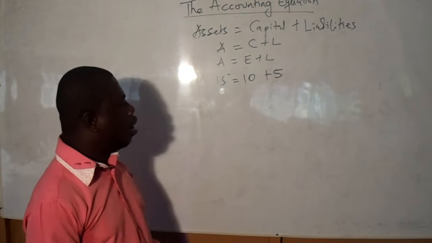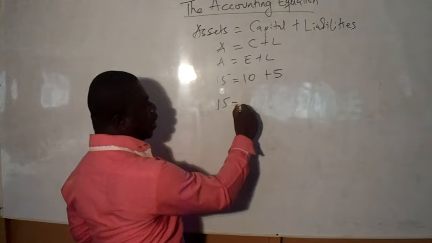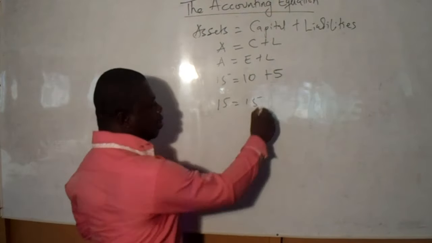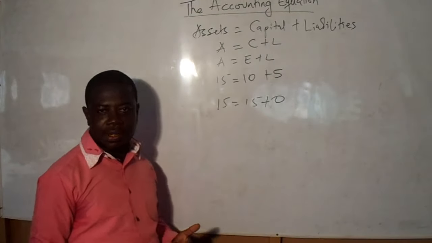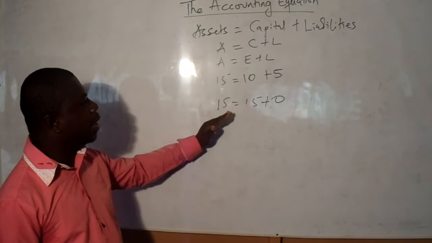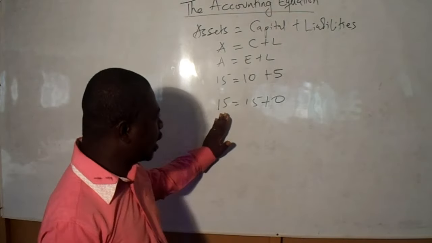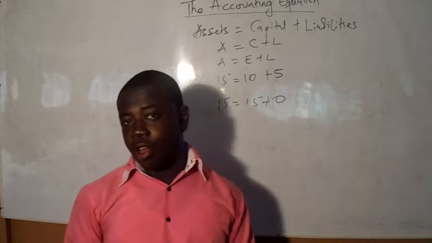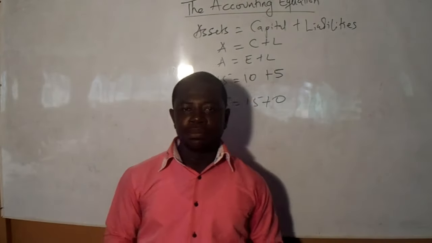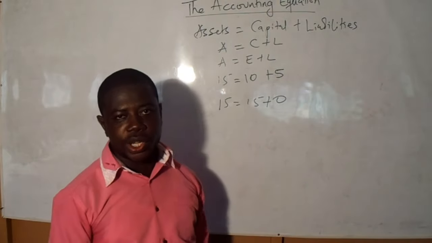Now, let's assume that you went there with 15 cedis and you paid it yourself. It means that the liability portion will be 0. What does it tell us? That whenever assets equal capital, there is no liability. Or whenever the assets are equal to your equity, there are no liabilities. But cases like this are very rare in our practical business world today. And so this is the typical accounting equation.